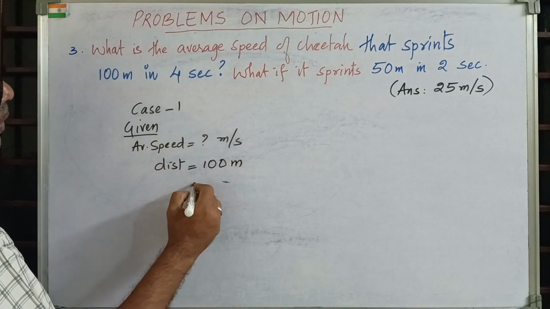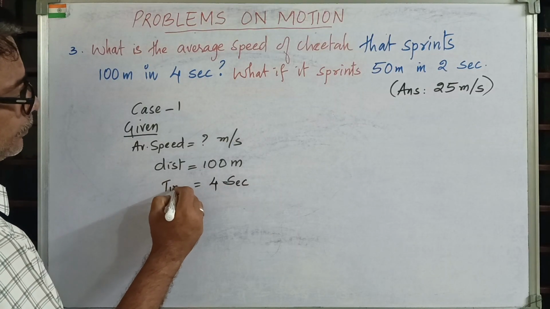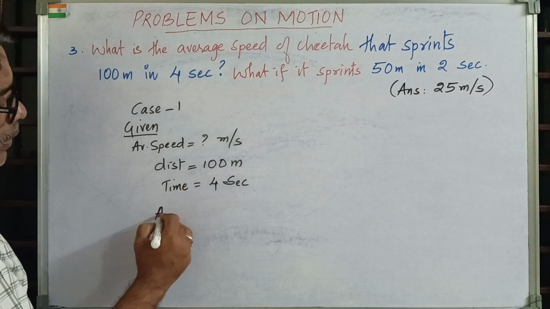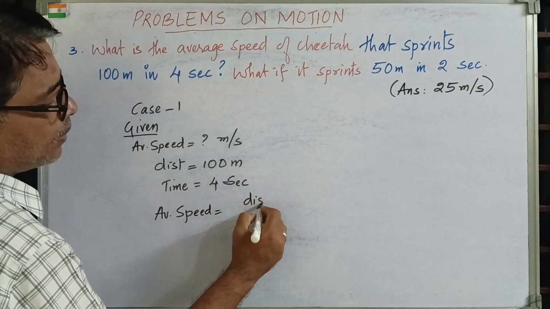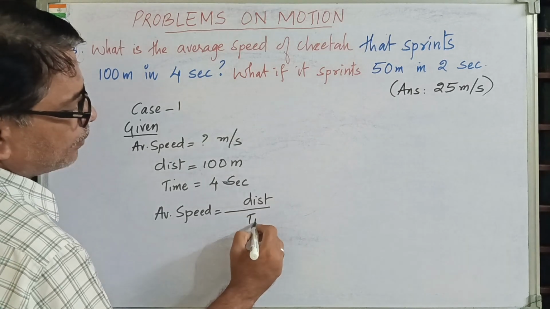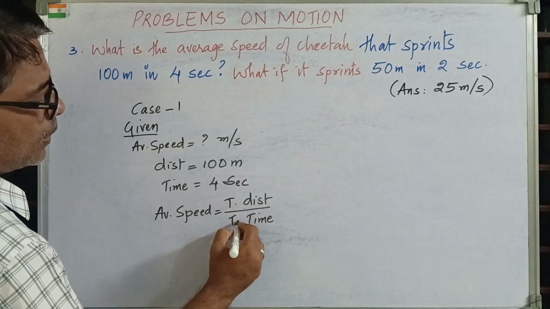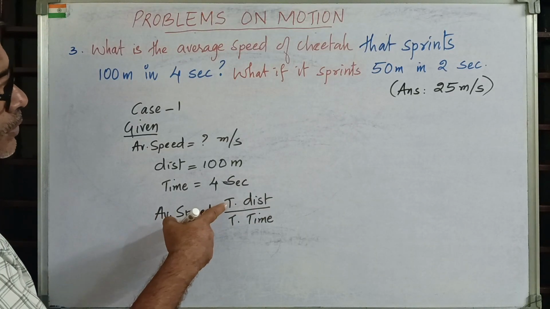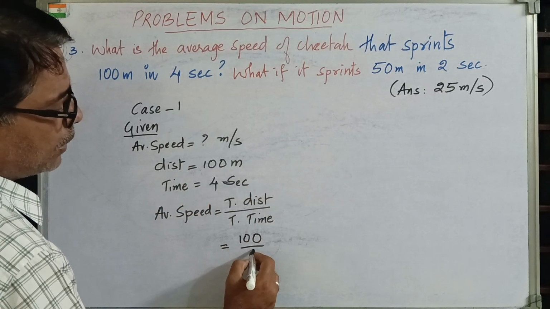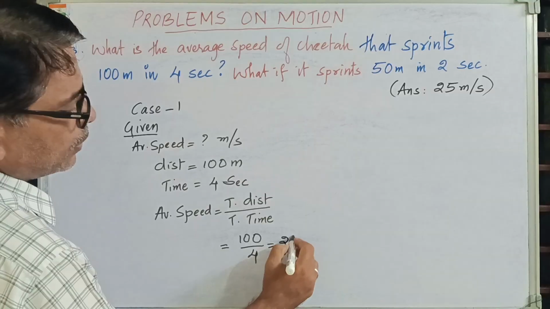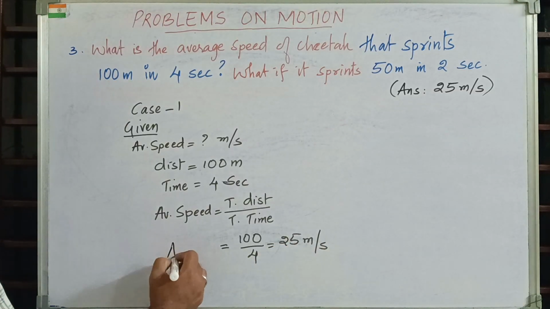Then what is the time given for that? Second is the unit for time. So it is 4. So it is time. So he is asking you to find average speed. So what is speed? Speed is equal to distance by time. So when you speak about average, what is it? Total distance by total time. When you come across the word average, you just add total. So what is the total distance here? 100 meter. What is the total time taken? 4. So your answer is 25 meter per second. This is case 1. Average speed.